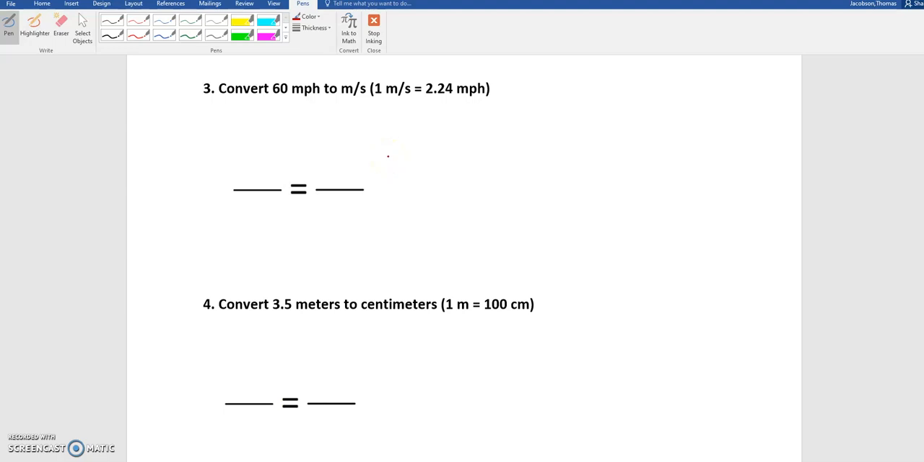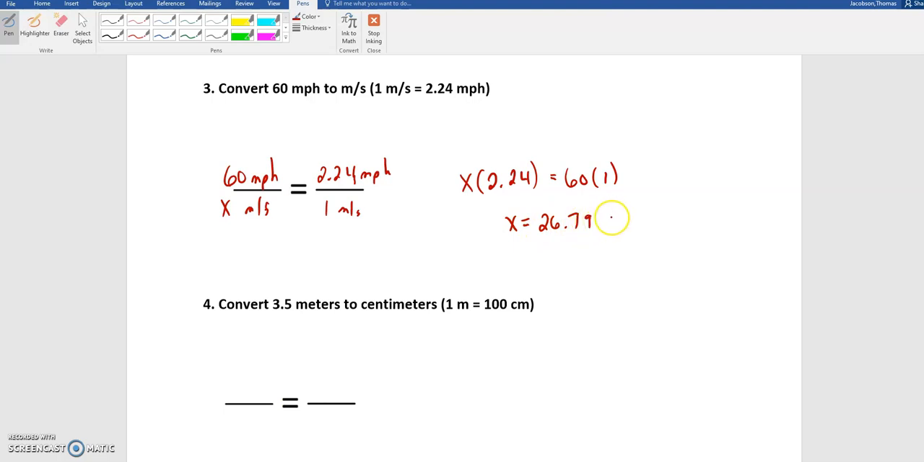All right, so in this case, 60 miles per hour. We've got to convert that into our physics units for speed, which is x meters per second. I know that 2.24 miles per hour is the same as 1 meter per second. So x times 2.24 is going to equal 60 times 1, and x is going to equal 26.79 meters per second.